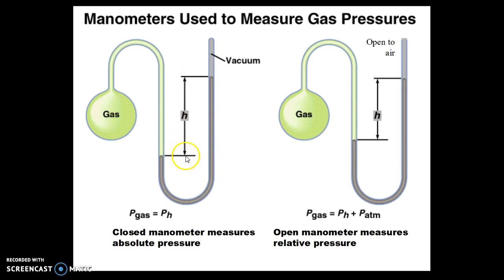This is absolute pressure. If you leave the manometer open to the air here at the top of the tube, you're going to get relative pressure, that is, pressure relative to whatever the atmospheric pressure is. So you also need some sort of Torricelli or digital barometer to measure atmospheric pressure if you are going to use this kind of manometer.